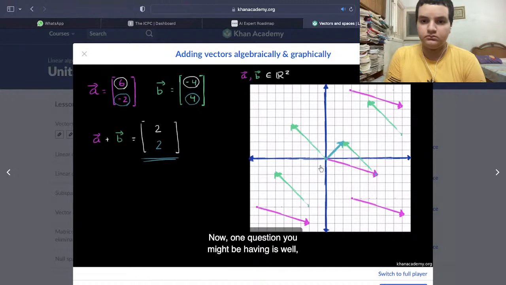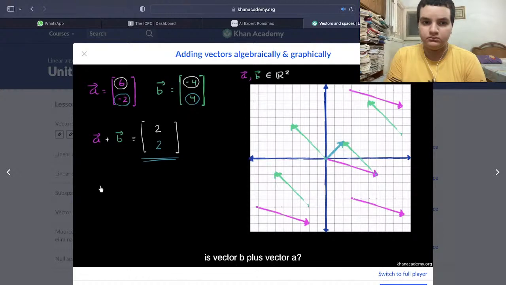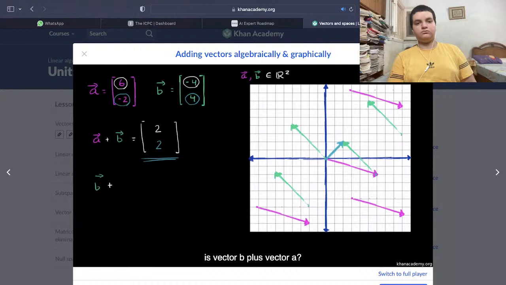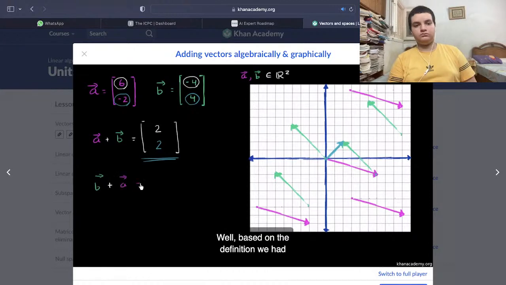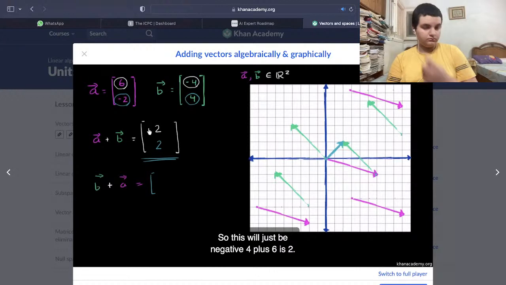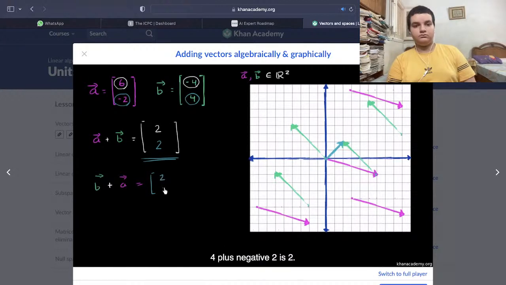Now, one question you might be having is, well, vector A plus vector B is this, but what is vector B plus vector A? Does this still work? Well, based on the definition we had, where you add the corresponding components, you're still going to get the same sum vector, so it should come out the same. So this will just be negative 4 plus 6 is 2. 4 plus negative 2 is 2. But does that make visual sense?